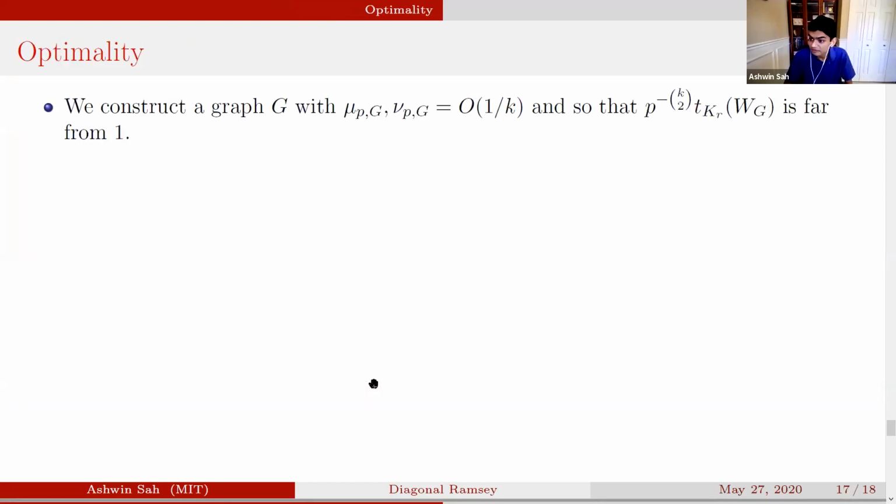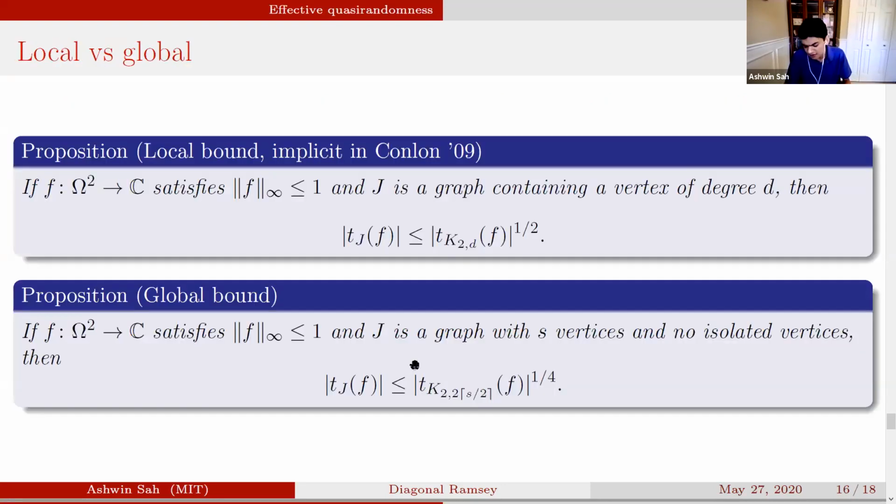So now I'm going to forget about the Ramsey part and just talk briefly about the ways in which this bound is optimal, and a reason why this roughly translates into optimality for this quasi-randomness result.